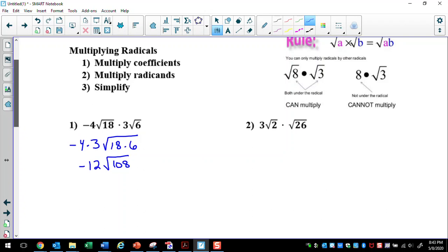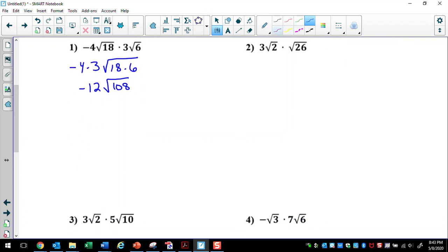So let's see how far we can simplify that 108. So I'm going to birthday cake the 108. Give myself some room. And that's even, so I can divide it by 2. And when I do that, I get 54. 54 is even, so I can divide that by 2. And when I divide that by 2, I get 27. 27 can be divided by 3, I get 9. 9 can be divided by 3 times. And 3 can be divided by 3 times.